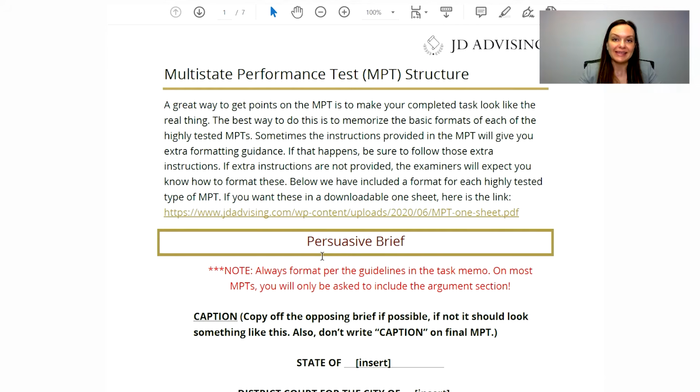One thing to keep in mind is that the MPT, in large part, is testing your ability to follow instructions, and additionally, it's testing your ability to complete the assigned task within the allocated time. This means that when the graders are grading your final MPT, your MPT should look somewhat like the real thing. What I mean by that is if you've been assigned a brief, your work product should look similar to what a brief would look like in real life. Or if you've been assigned to write a letter or a memo, those too should look somewhat similar to what they would look like in real life if you were drafting these for your boss or for a client.